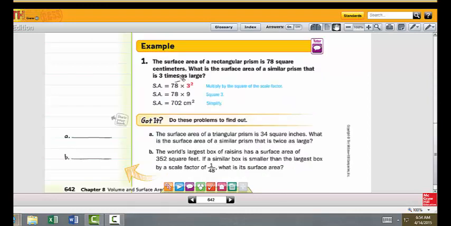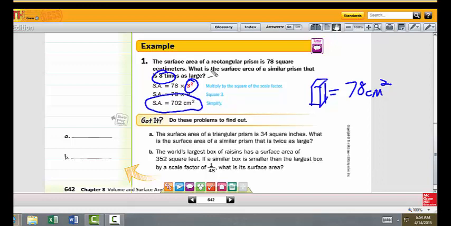Take a look at problem number 1. The surface area of a rectangular prism is 78 square centimeters. So you don't have to do any calculating here. They have given you the surface area of the rectangular prism. So that would be something that looks like this. And they're saying the surface area is 78 centimeters squared. Okay, if we drew another rectangular prism 3 times as large, what would the surface area of that be? So it's a matter of multiplying it by the square of the scale factor, which is 3 squared, which of course is 9. 78 times 9, we would have 702 square centimeters for one that is 3 times the size.